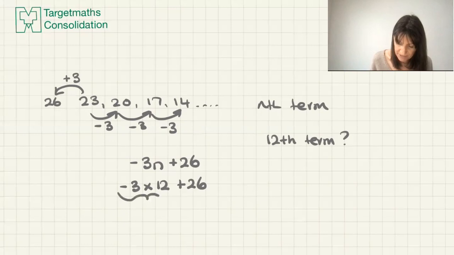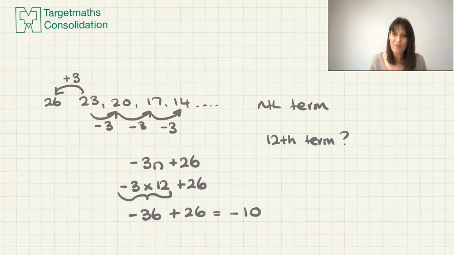So minus 3 times 12. Well, 3 times 12 is 36. So I'm now at minus 36. Then I'm going to add 26, which is going to take me to minus 10. And if you've got minus 10, good stuff. Well done.